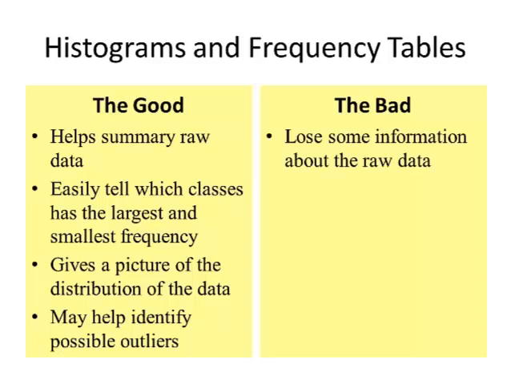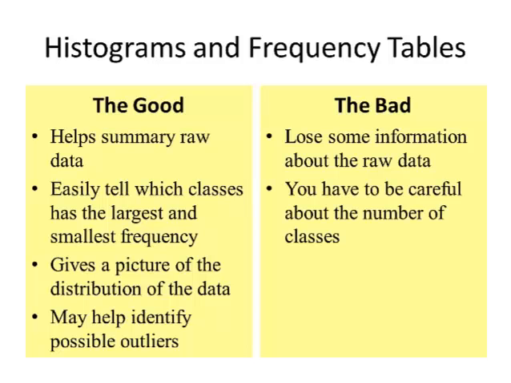Now the bad things: we do lose some information by putting raw data into a frequency table or a histogram. You have to be careful about choosing the number of classes because we want to summarize the data and not distort it.